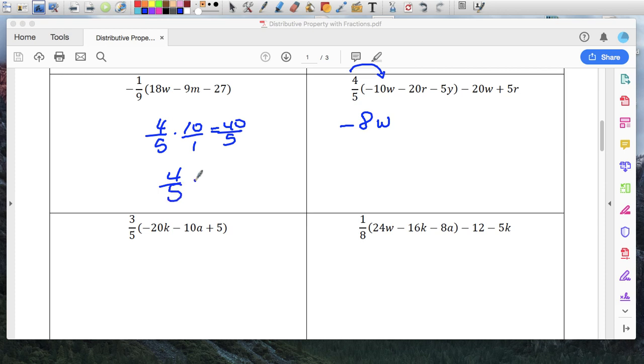Next one, 4/5 times, let me take care of the sign. It's a positive times a negative, so it's going to be negative, and 4/5 times 20. You can simplify before you multiply, or you just multiply, 4 times 20 divided by 5, or you can cross out like this. 5 divided by 5 is 1, 20 divided by 5 is 4, and you get 4 times 4, which is 16r. Minus, yes, minus because it's a positive and a negative, so it's going to be negative. Then 4/5 over 5, this one I think you're better off simplifying, and you're left with just 4, and you get 4y.